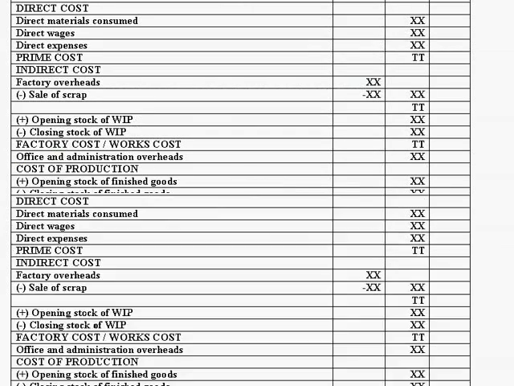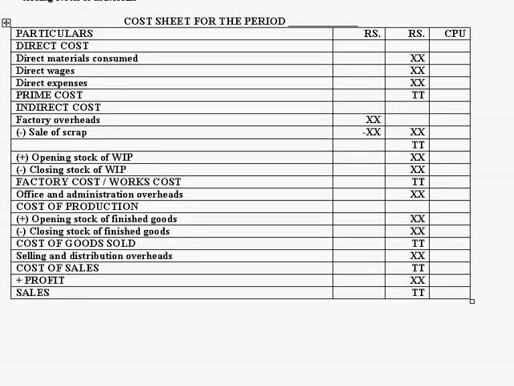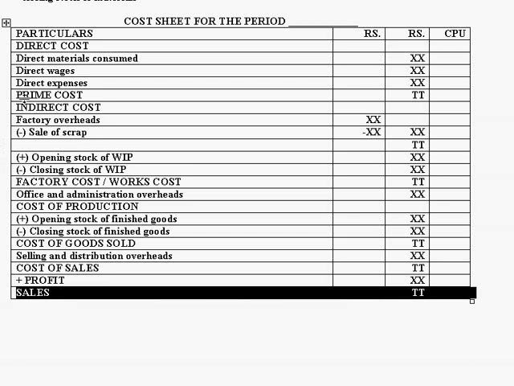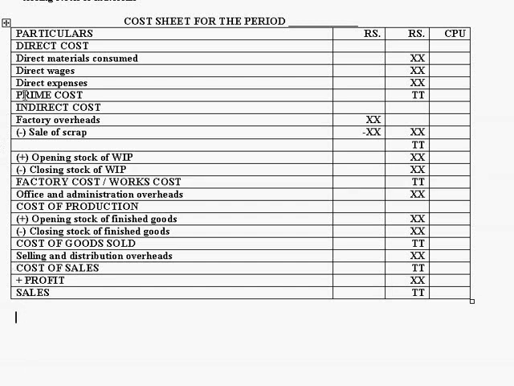Very clear. Now I told you just a few moments back that in the cost sheet we take only two incomes. One is sales of goods, and the other is sale of scrap. It means commission received, discount received, dividend received, brokerage received, these are never ever part of the cost sheet. Is that fine? So as far as incomes are concerned, in cost sheet we take only two incomes: sales and sale of scrap.